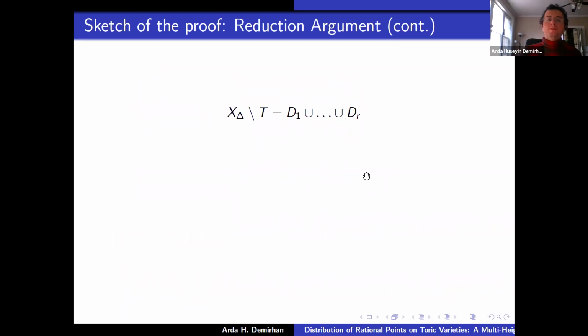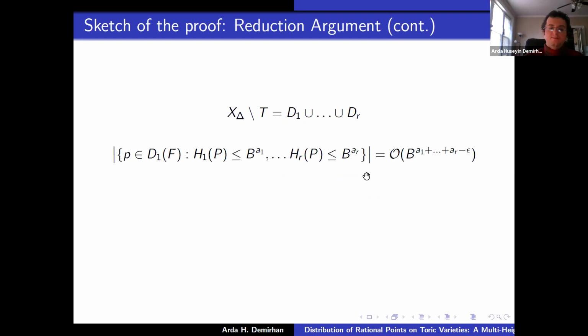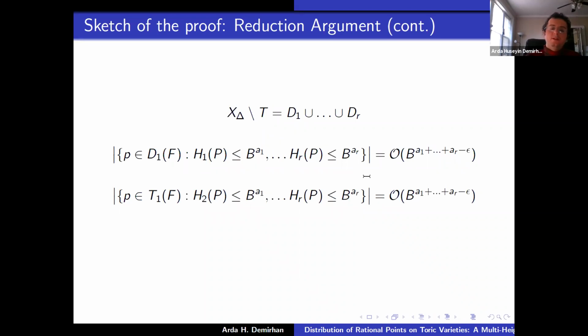And since the complement of T is equal to the union of boundary pieces, it is enough to show that the k-rational points of D_1, whose heights are bounded by those exponents, is equal to the error term, B to the power of the sum of a_i minus epsilon, and the k-points in T_1 whose second height up to r-th height is less than B to the a_r. It is equal to the same. The cardinality of this set is equal to some error, like some expression.